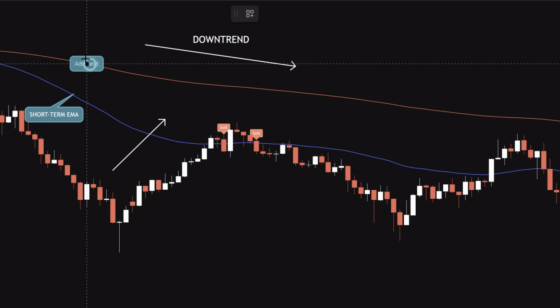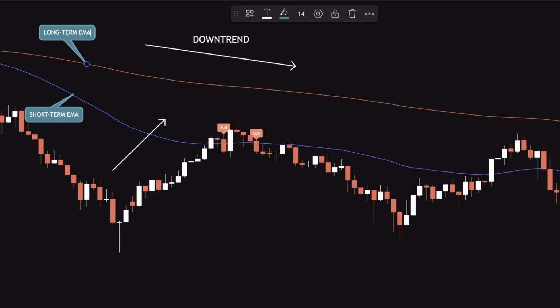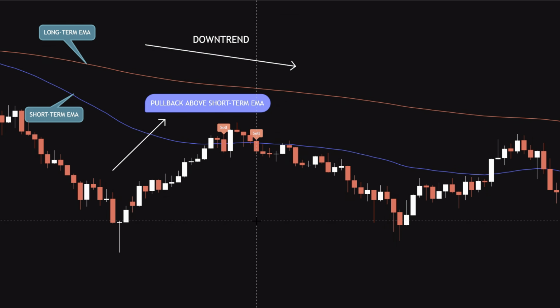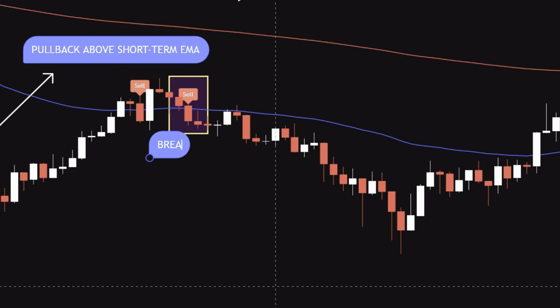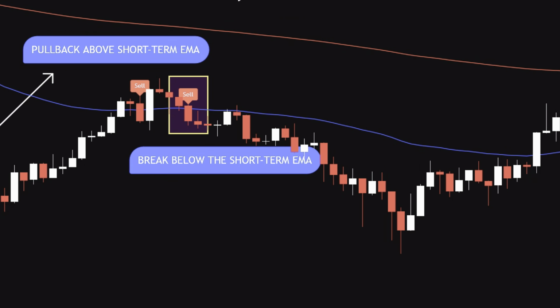They see price moving up and they think the trend is reversing. It's not. It's just resting. That pullback above the short-term EMA is actually just resting in a downtrend. And the moment price breaks back below that short-term EMA, that's when the system identifies the high probability entry point. That's when the sell signal prints.